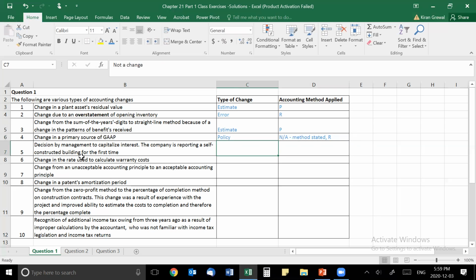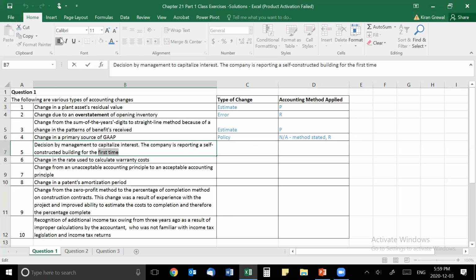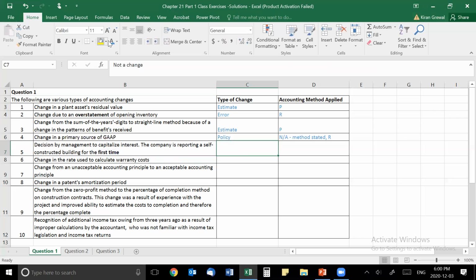Next one, decision by management to capitalize interest. The company is self-constructing a building for the first time. Okay, so your hint is first time. They're doing this for the first time, and they decided that they're going to capitalize interest. So they're not actually changing something from what they were doing previously because they've never constructed a building previously. So it's not like they were expensing interest and now they're capitalizing interest, which would be a change in policy. This is actually a new policy, so it's not a change.